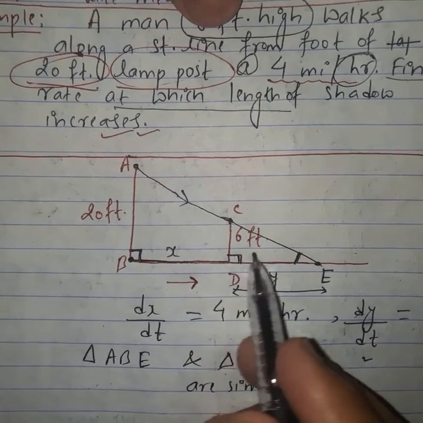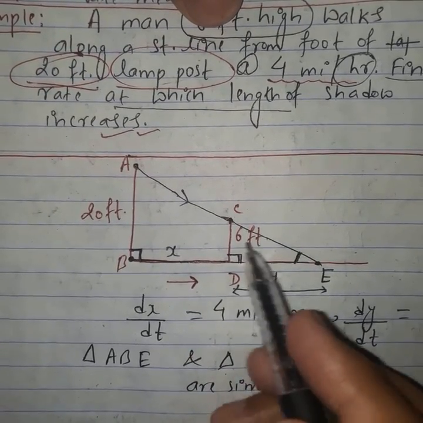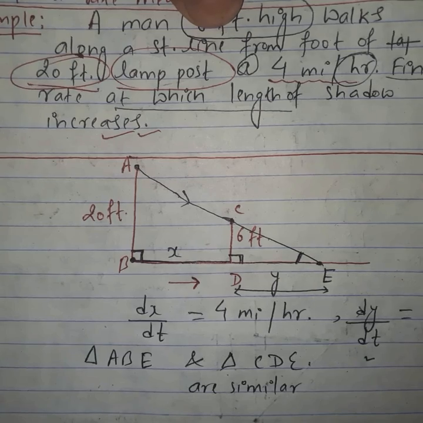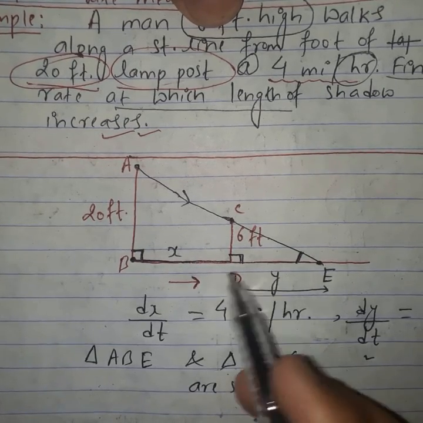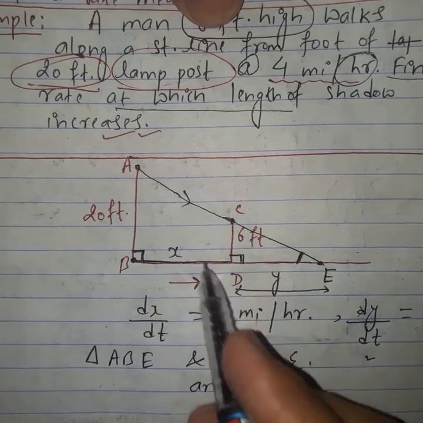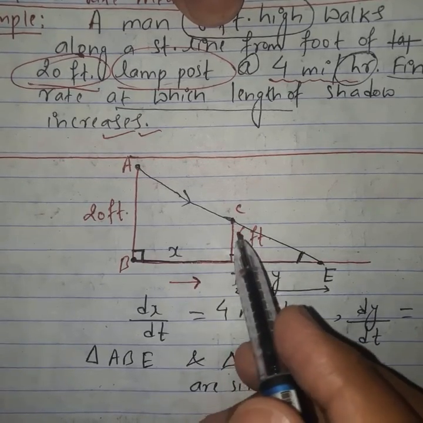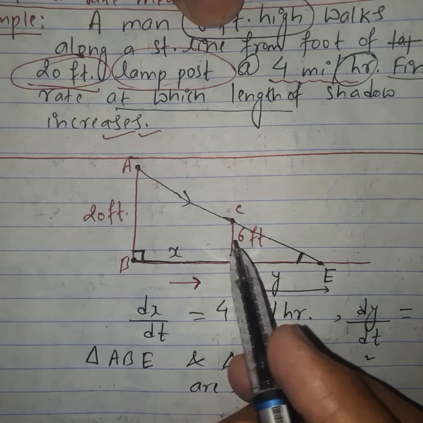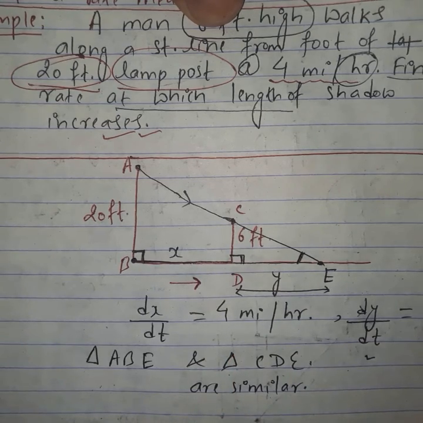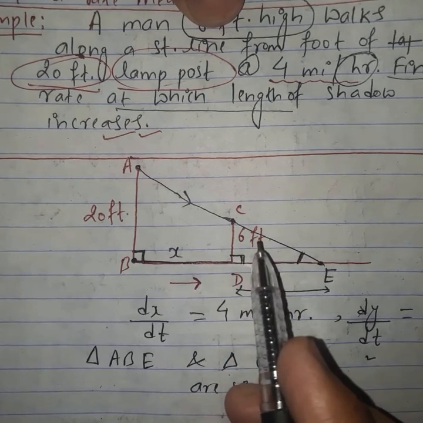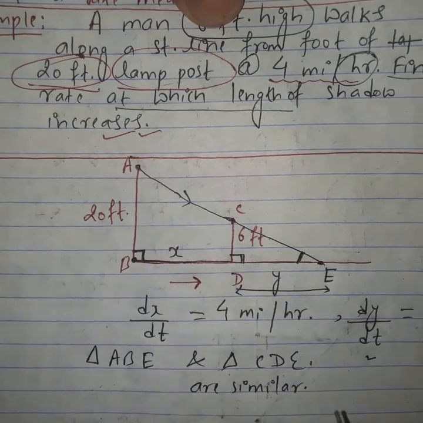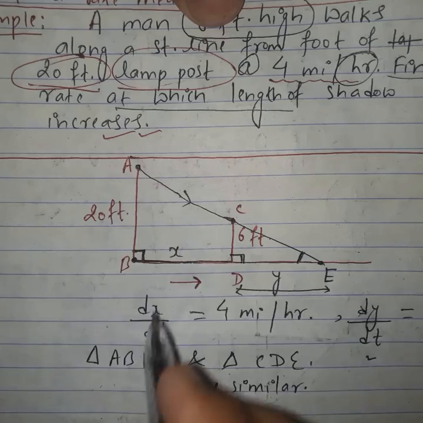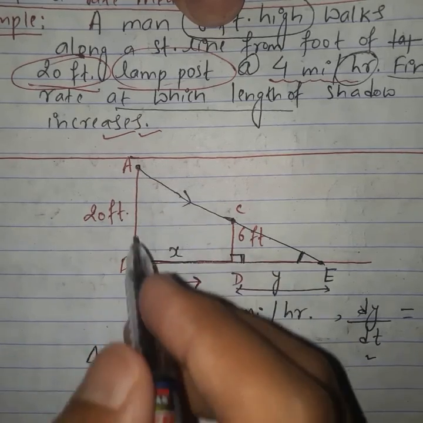Here two angles are equal, so we can say these two triangles are similar to each other. So let's use the concept of the similarity of triangles. Please remember one very important point on the similarity of geometrical figures: the ratio of the corresponding sides should be the same. Let's take the ratio of the corresponding sides.